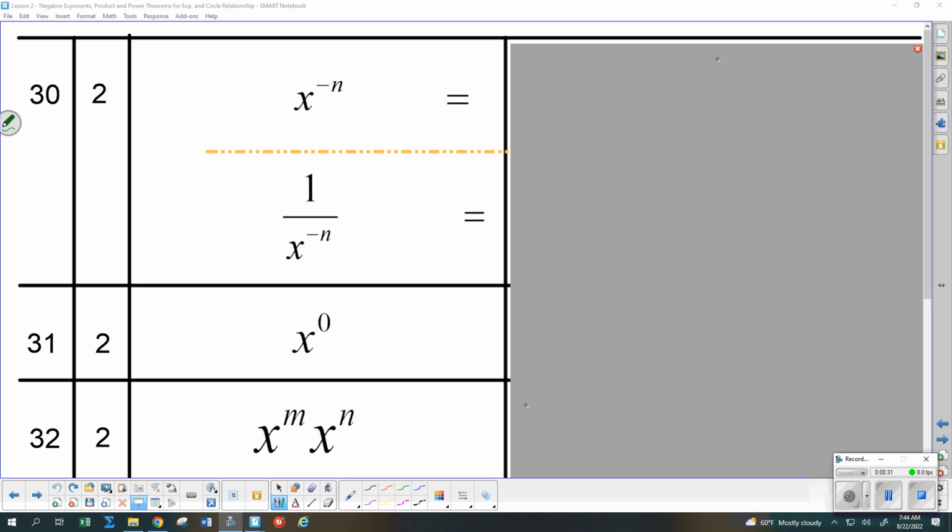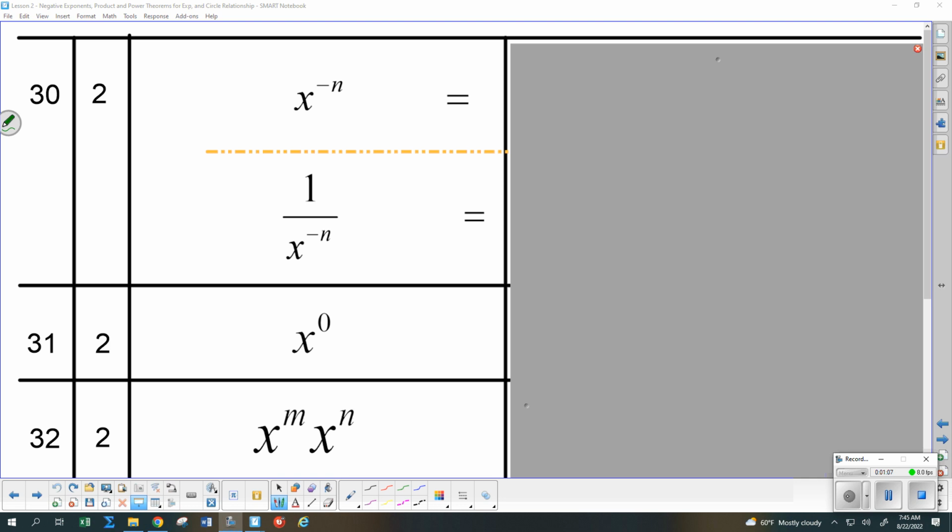So can anybody tell me what a negative exponent does? Or what do we do when we see a negative exponent in a problem? Does anybody remember what we do, how we simplify those? What are you thinking on that, Chloe? Explain.